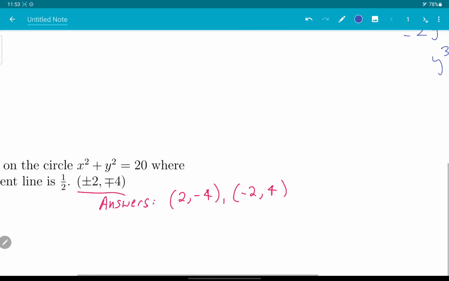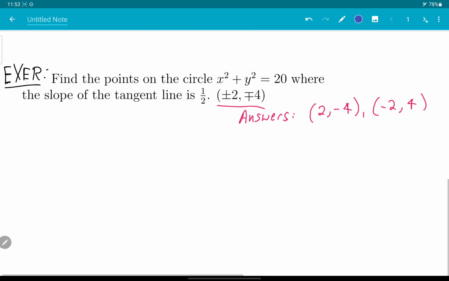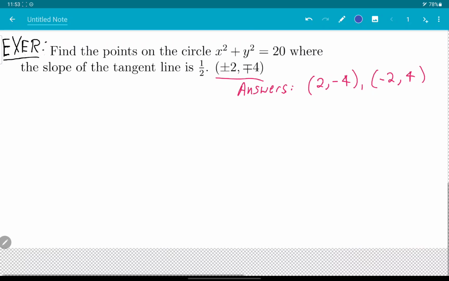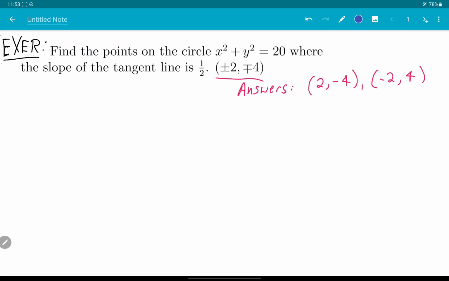Okay, let's move on to an exercise. I want you to pause, copy, and try this one out. Pause, copy, try. Okay, here we go. Solution time.